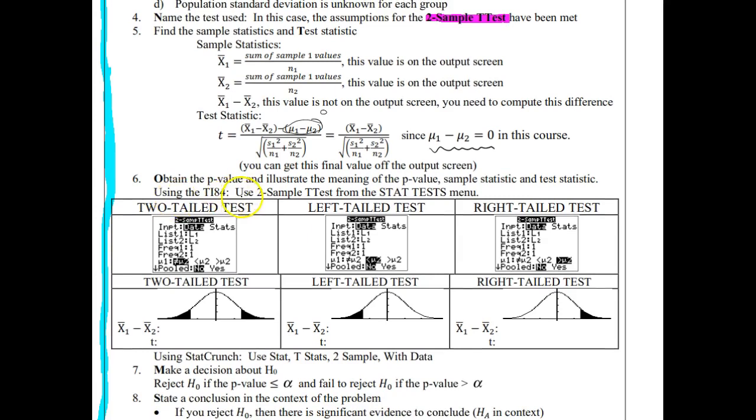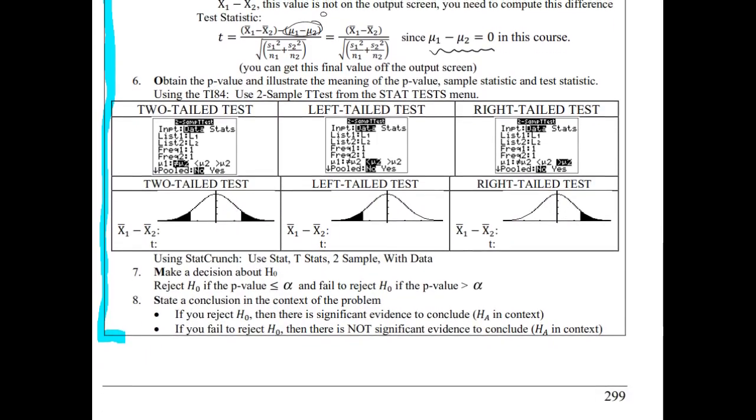The O is to obtain the p-value, so we're going to use technology to get that, whether it's a calculator or StatCrunch, and we're going to draw a picture of that distribution to make sense of the numbers. Then steps 7 and 8, making a decision and stating a conclusion, use the exact same logic as we've had before.